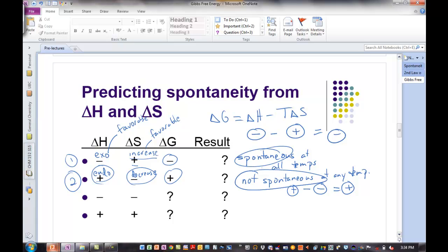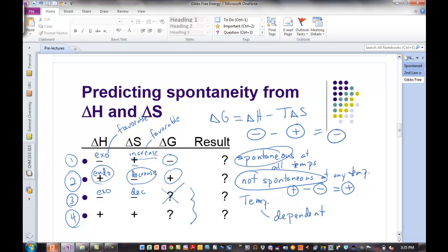Now, situations 3 and 4. One favorable, one unfavorable. For example, in the third situation, we have exothermic, favorable heat flow, and a decrease in entropy, unfavorable. Just by looking at the sign convention, we cannot predict delta G, because we need to know something else. And what is that? We need to know temperature. These last two situations will be temperature dependent.